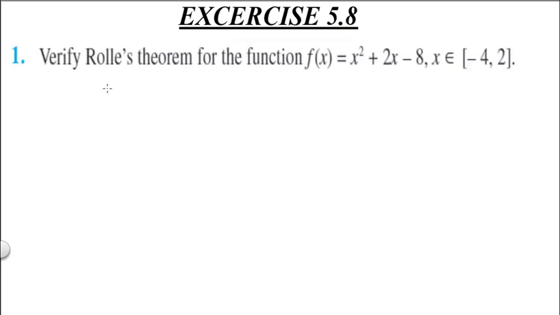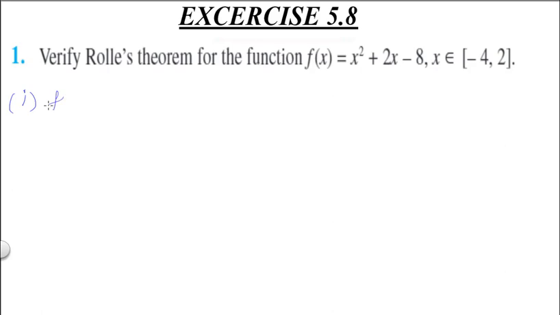In question number 1, they are asking us to verify Rolle's theorem for the function x square plus 2x minus 8, and x belongs to the interval minus 4 comma 2. Now the first condition was that the function should be continuous. You see it is a polynomial function. All the polynomial functions are continuous for all real values of x.